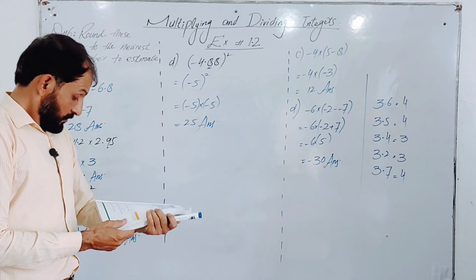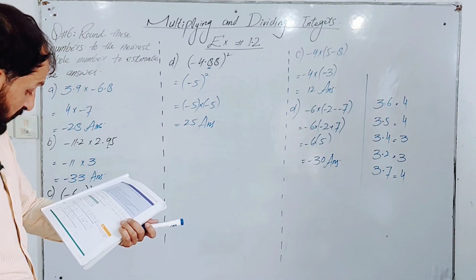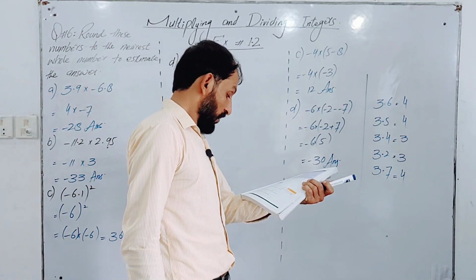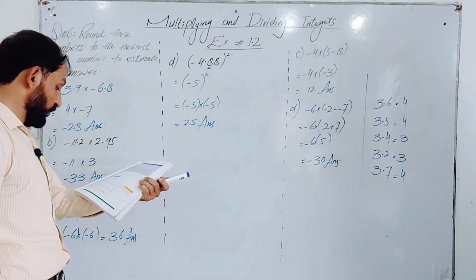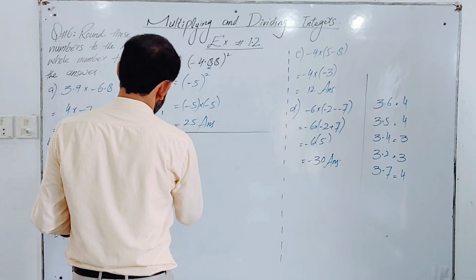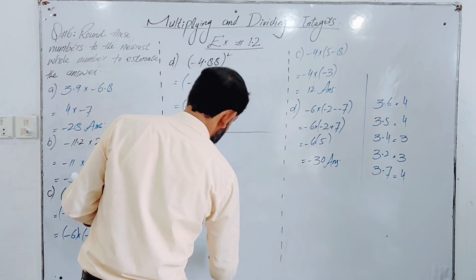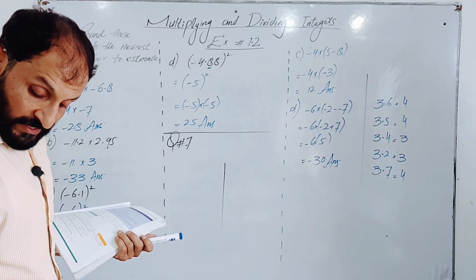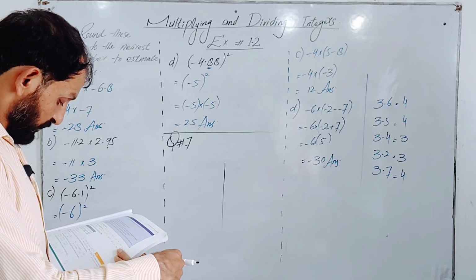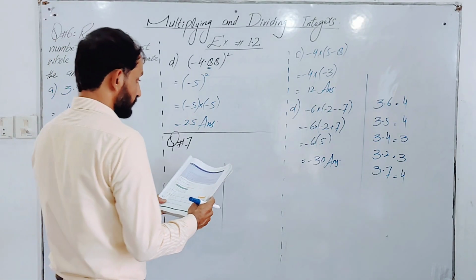Now we will start from question number 7. Put these multiplications into groups based on the answer. We have to make 2 groups. Question number 7. We have to write the question in the form of 2 groups. Put this multiplication into the 2 groups based on the answers. Okay.